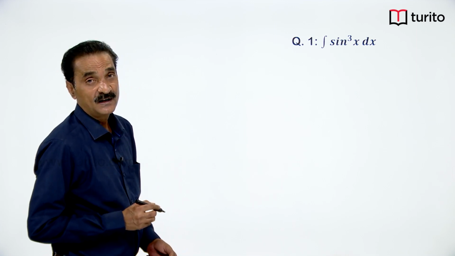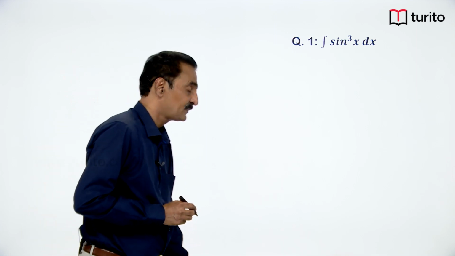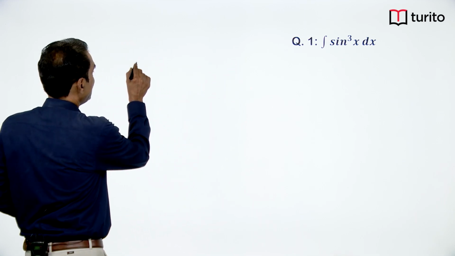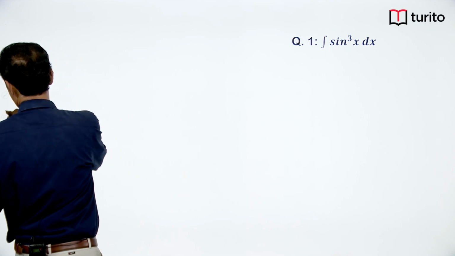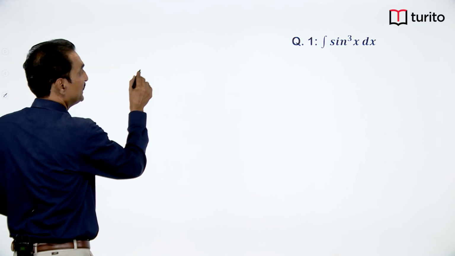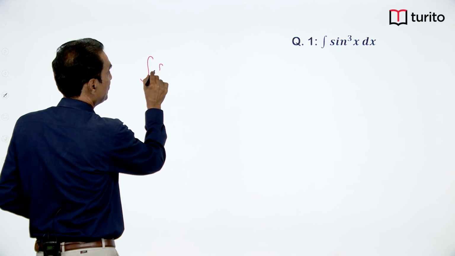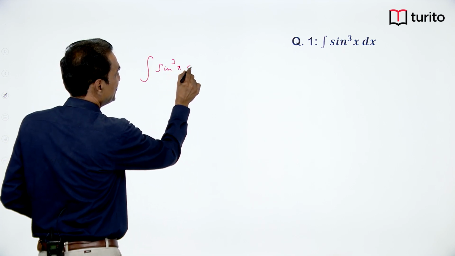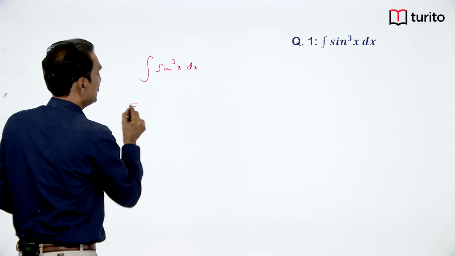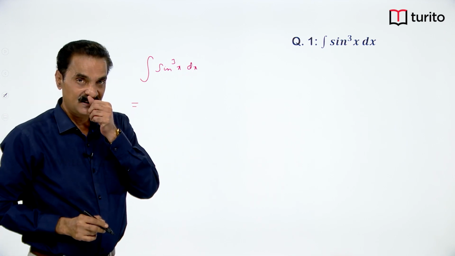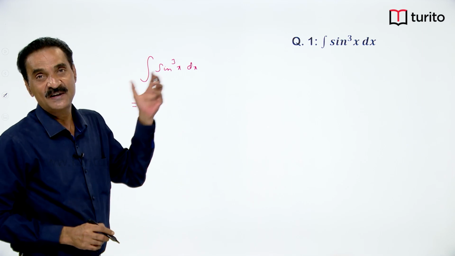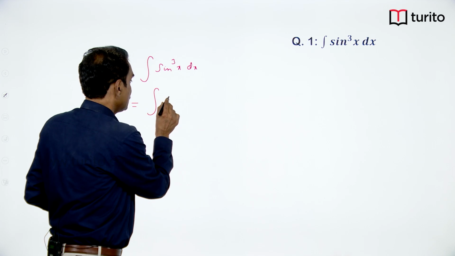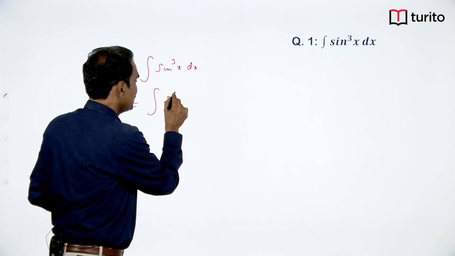How to find the integral of sin cube x? The integral of sin cube x can be evaluated by the substitution method. First you write sin cube x as sin square x into sin x. You separate one sin x. Sin square x into sin x.